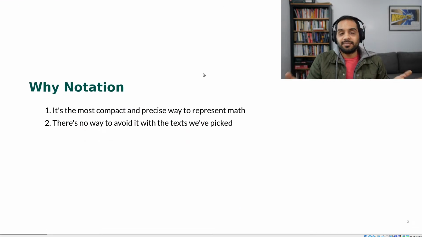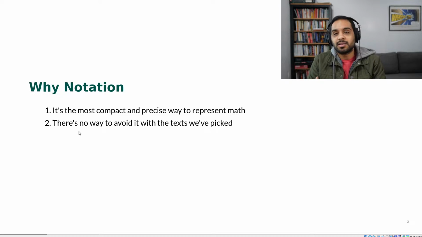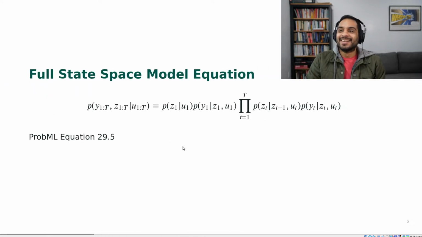So why notation? It's the most precise way to represent math. I think we all know this given our education levels. Also, there's no way to avoid it with the text we picked. So we kind of are in it. We're in it, so we're doing it. It's really the answer for this book club.